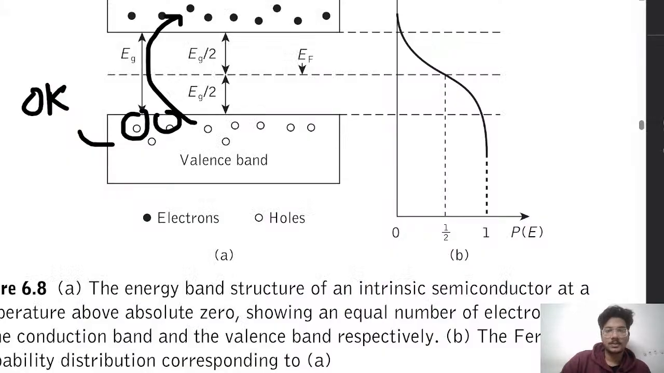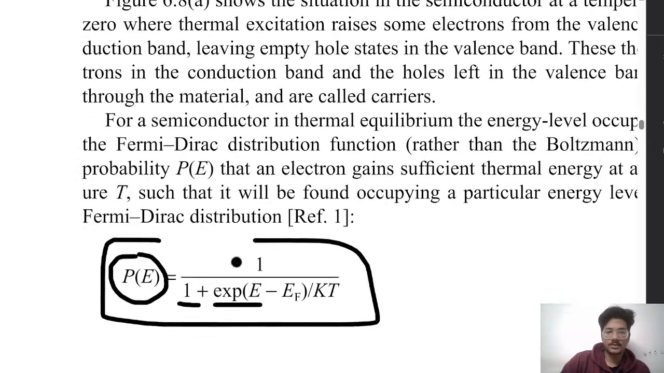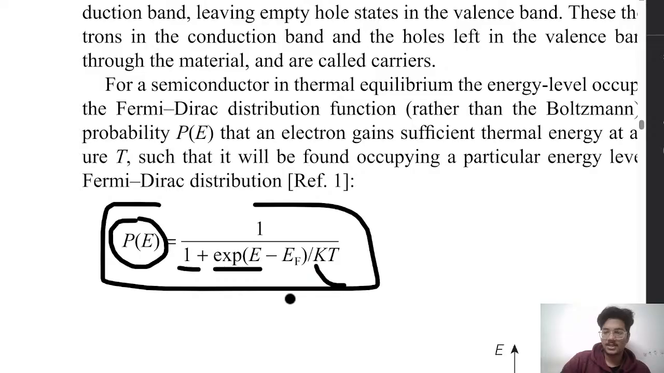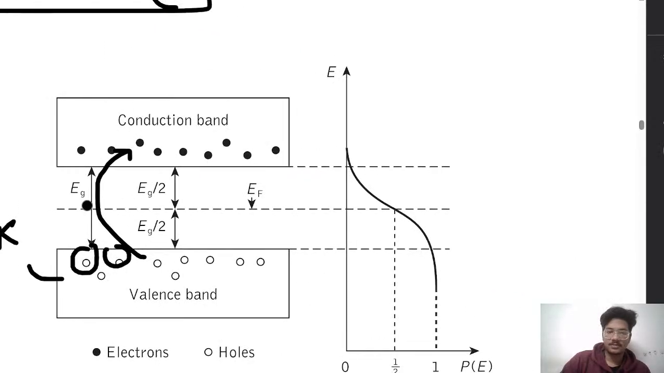So this is how we understand the Fermi-Dirac distribution. Here EF is the Fermi level and K is the Boltzmann constant. In an intrinsic semiconductor, EF lies exactly in the middle of the band gap. This indicates a small probability of electrons in the conduction band.